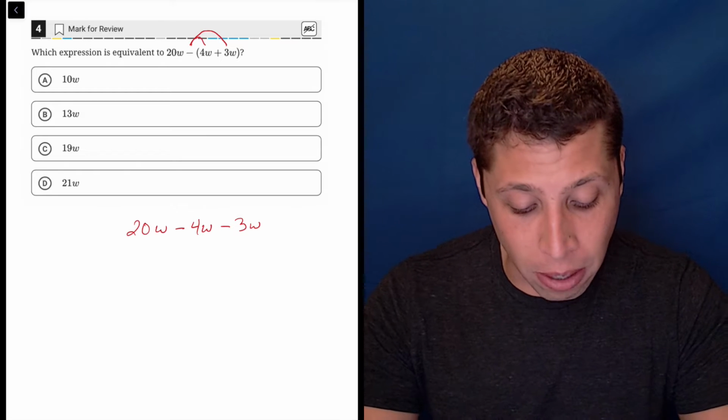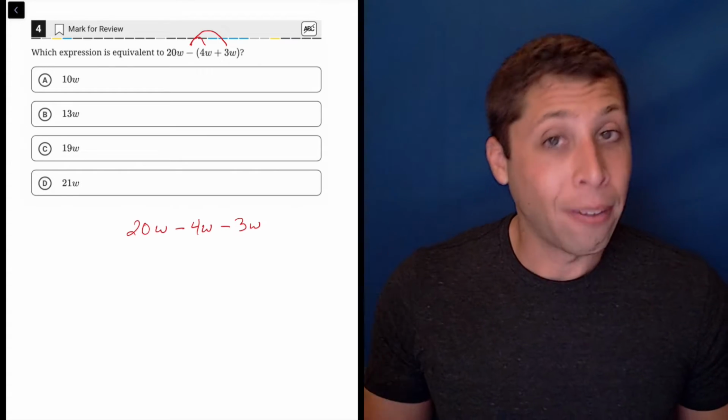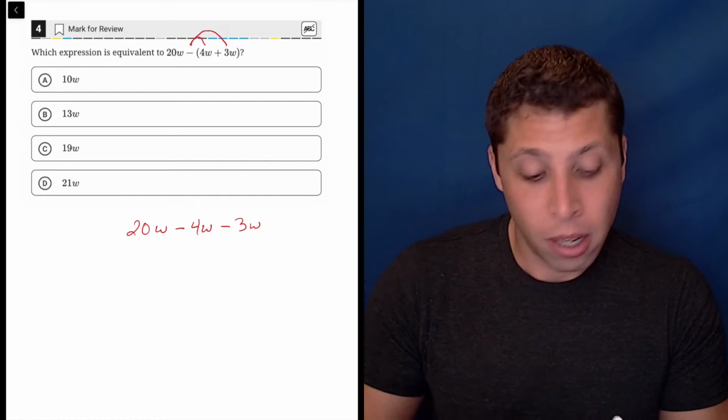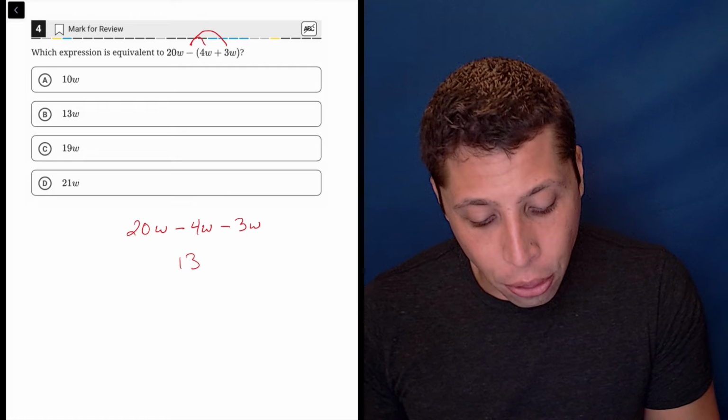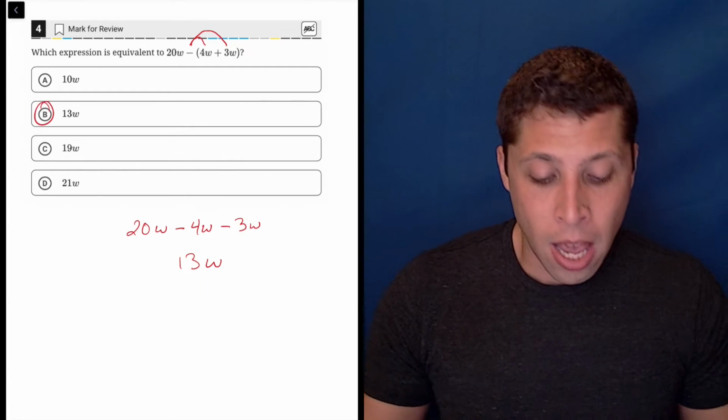Now it's just a matter of combining like terms. They're all w's, so everything can be combined. And if you want, you can use the calculator, right? So 20 minus 4 minus 3 is 13w. Choice B, that is the answer.